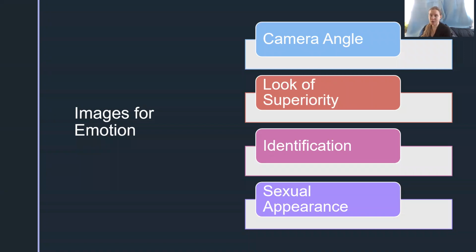While examining the emotion that an image invokes in the audience, there are a few key aspects to think about and consider. These include the angle of the camera, a tone of superiority in the subject, identification, or how images can help the audience to identify to a group or individual, and finally, the sexual appearance of the subject. When considering these factors, ask yourself what emotion these factors are meant to invoke in the audience. How do you know?